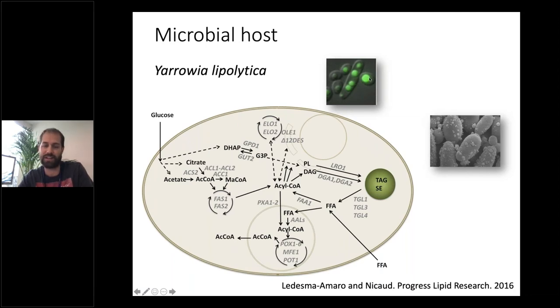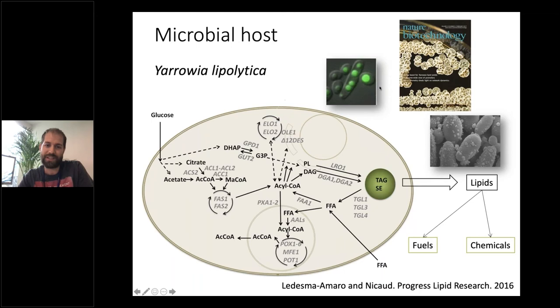And here you can see the lipids stained in green. So these are the lipid bodies stained with BODIPY that are mainly made by triacylglycerols. But Yarrowia is also good at consuming lipids, and that's why it's called lipolytica, because it can degrade these lipids very efficiently. And here you can see an electron microscopy image where you see the yeast cell consuming these lipids that were present in the media.